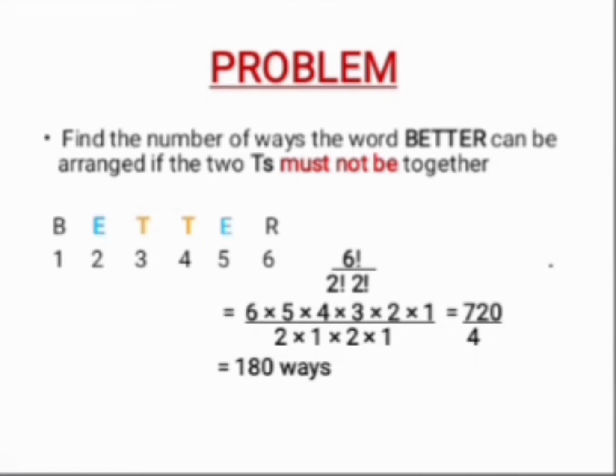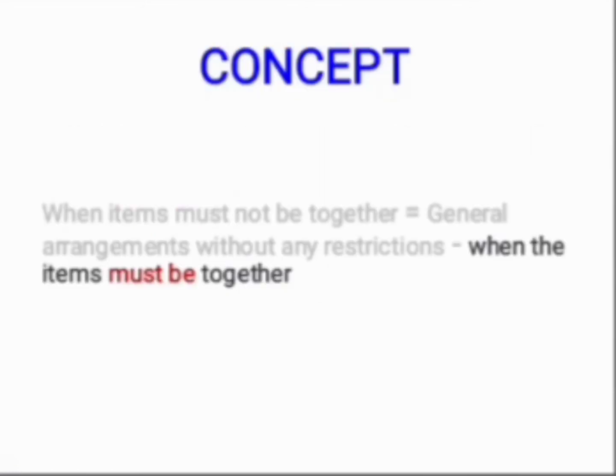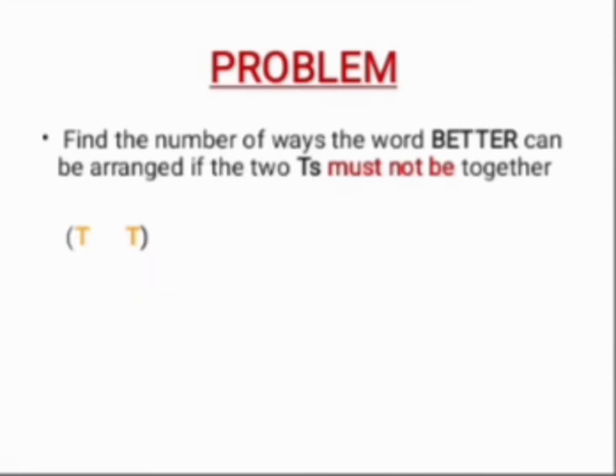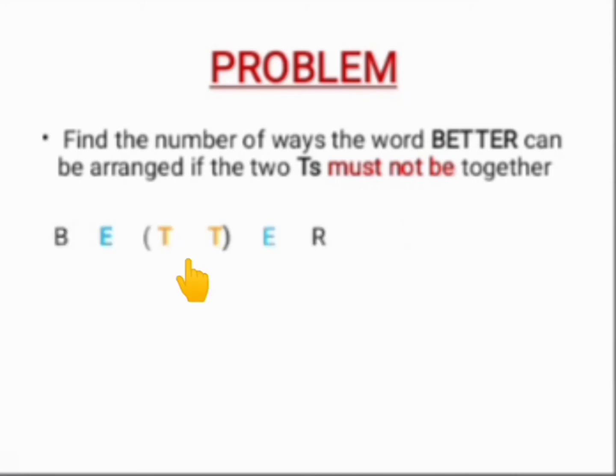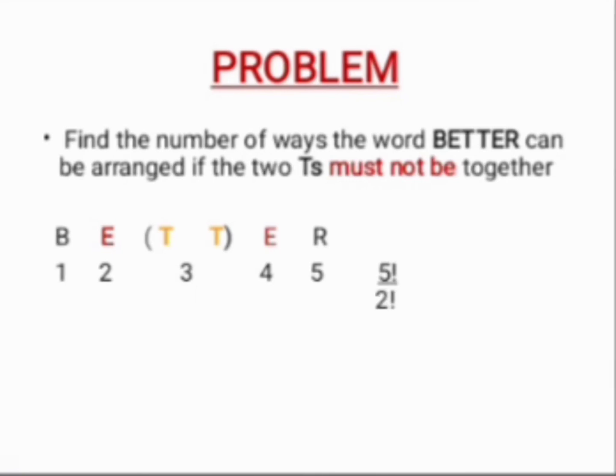Having done that, let's find the number of ways the letters can be arranged if the 2 T's must be together. To do this, arrange the 2 T's first before arranging the others. Since the 2 T's are identical items, there is only one way to arrange them. With that in mind, consider the 2 T's as a single letter in the word better and find the number of ways the letters can be arranged. So there are now 5 letters to arrange with E being repeated. The number of ways to do this is 5 factorial divided by 2 factorial, which is equal to 120 divided by 2, which is equal to 60.